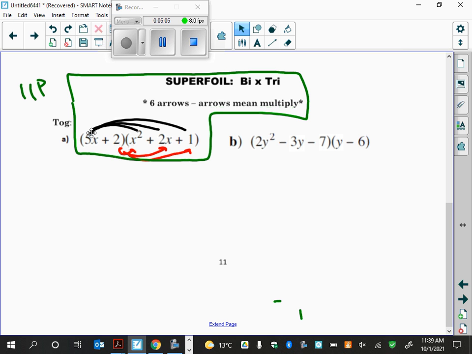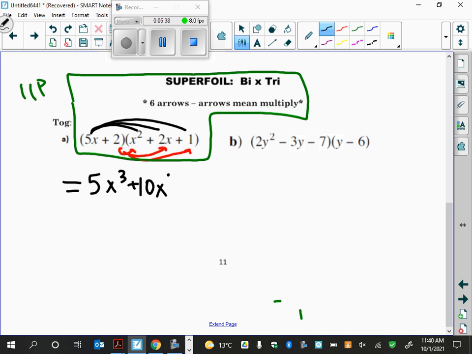Okay, so let's start with these black arrows up top, so 5x times x squared. Remember what we're doing here? We're all distributing. This is last Wednesday, this is Tuesday, this is Monday, this is today. We distribute, which means multiply the numbers and add exponents. And then we collect like terms, which means add or subtract the numbers and keep the letters. That's all we're doing. In this case, we're doing it 6 times for distributive property. So 5x cubed, we got 5 times 2 is 10, x times x is x squared, 5x times 1 is 5x.